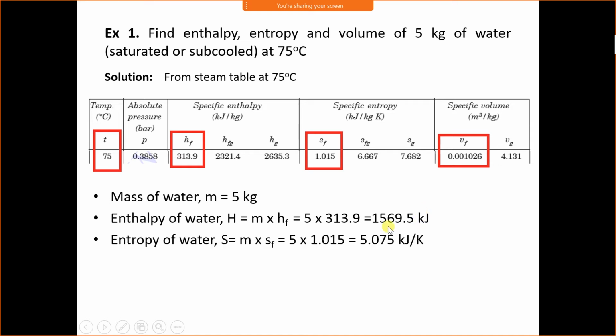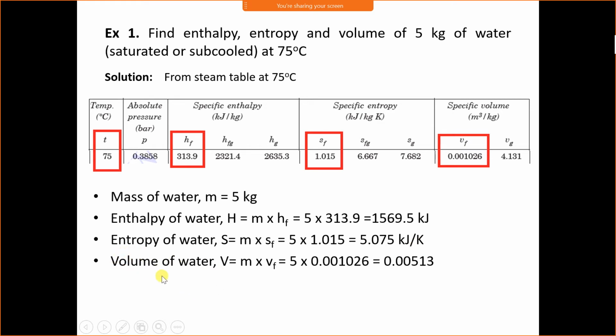Now entropy. Entropy of water is written as capital S, whereas specific entropy is written as small s. Therefore, capital S equals mass into sf. You have to take sf because it is a liquid. Mass is 5 and the value of sf is 1.015. Then the multiplication will be 5.075. The unit is kilojoule per kg Kelvin. Multiply by mass, then kg will get cancelled, giving kilojoule per Kelvin.